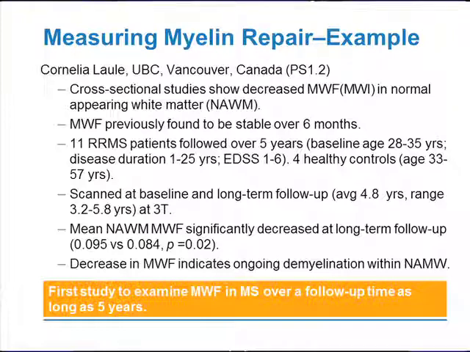And the mean normal appearing white matter myelin water fraction significantly decreased at long-term follow-up. And you can see the numbers on the slide. So it was interesting that there was a decrease in the myelin water fraction, showing ongoing demyelination within the normal appearing white matter. So I think that this is a potential outcome measure that might be applicable in multi-center trials and might allow for follow-up over time. So I think that's something we're going to be hearing more about, particularly as we have more potential agents to look at remyelination.